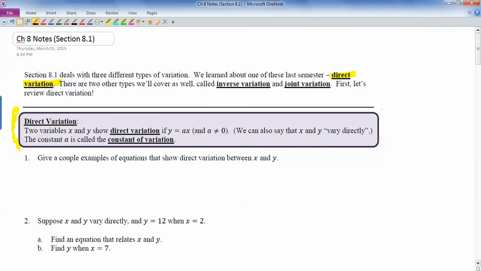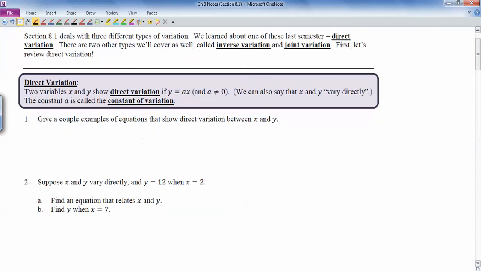So remember, direct variation, y and x vary directly if y equals ax, and then a is some constant that's not 0. And so the idea is if y gets bigger, x gets bigger too, or if y gets smaller, x also gets smaller. Whatever y does, x does in the same direction. That's generally the idea. So let's review it a little bit. Give a couple examples of equations that show direct variation.